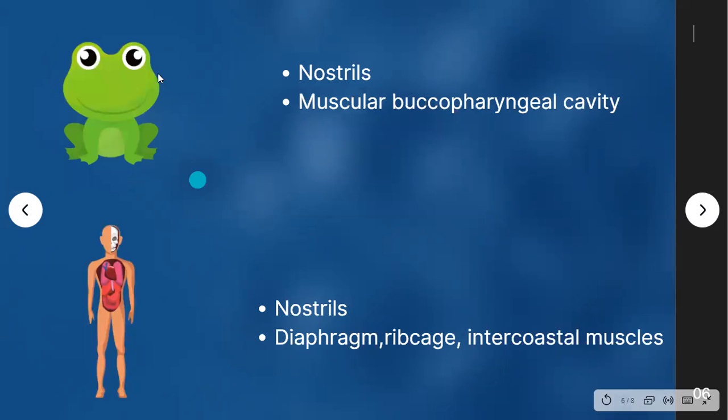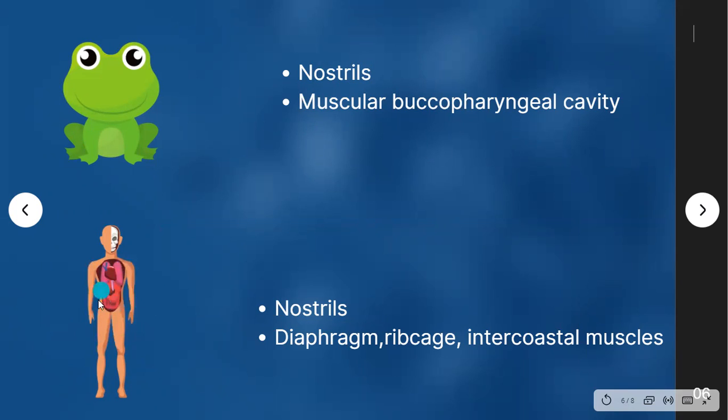So next, we talk about the frog. Where's the respiratory aperture for a frog? The air moves in through the nostrils, okay? Because this cartoon here does not have nostrils, but an actual frog has nostrils. And then the structure that helps the frog to breathe is actually its muscular buccopharyngeal cavity. And then its breathing mechanism is assisted by the rapid movement of the buccopharyngeal cavity and also, of course, the elasticity of the lung.